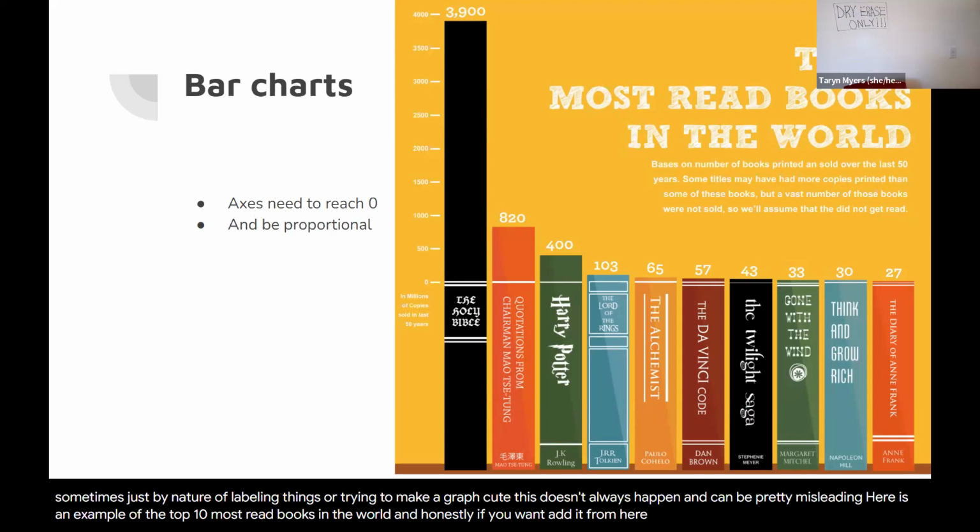But because they included the books under them, again trying to be clever, trying to be cutesy, it makes it look like it's that much more, and that perhaps the quotations from Chairman Mao Zedong is not that far off from the Bible. When in fact, if we look up here, it's a huge difference. And Harry Potter, Lord of the Rings, The Alchemist is so popular. The Da Vinci Code, Twilight, like that, right?